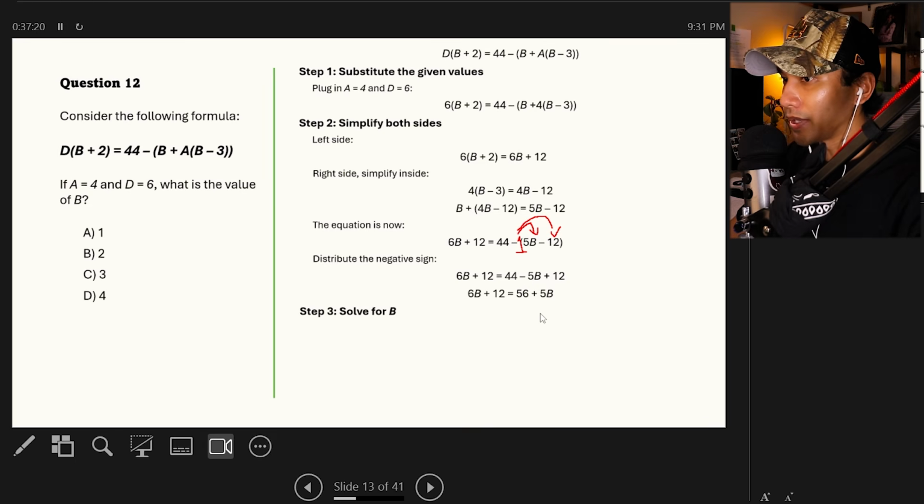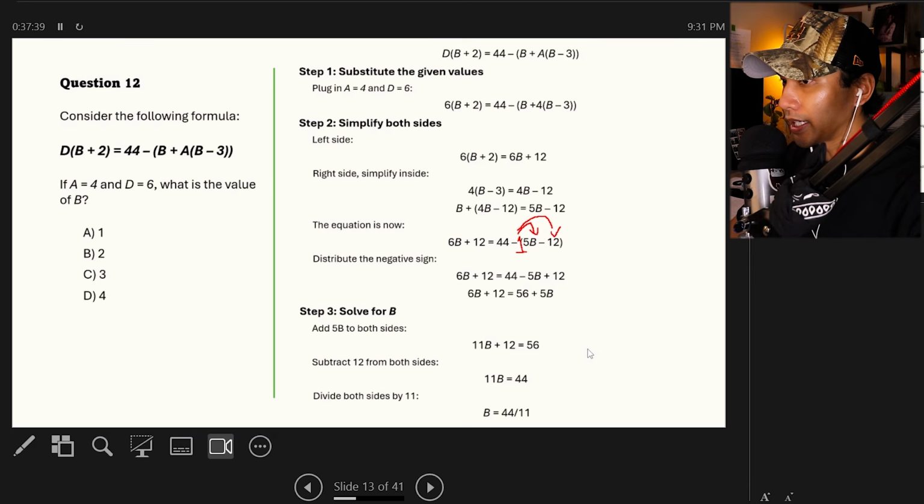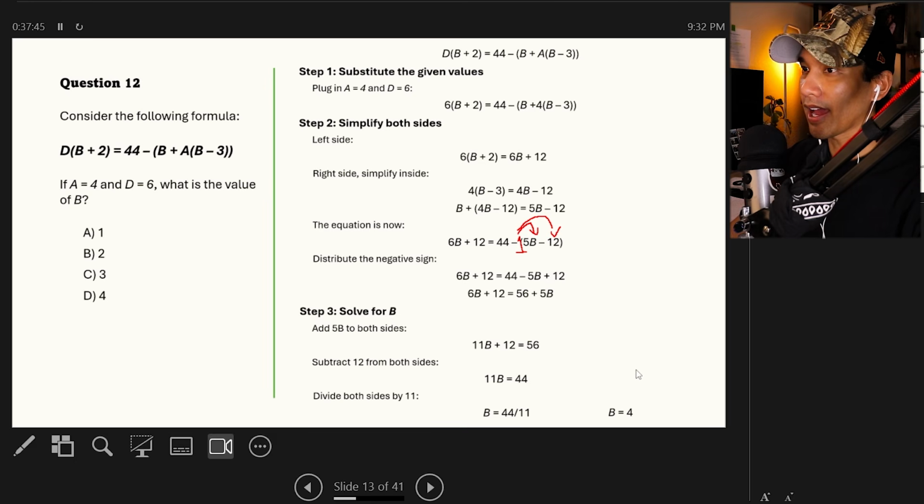Now we could solve for B just like we did in the previous question. Add 5B to both sides, giving us 11B plus 12 equaling 56. We minus 12, it's going to be 11B equaling 44. And then we divide by 11, isolating the B, giving us B equaling 4. Congratulations, you know math. Okay, next question.